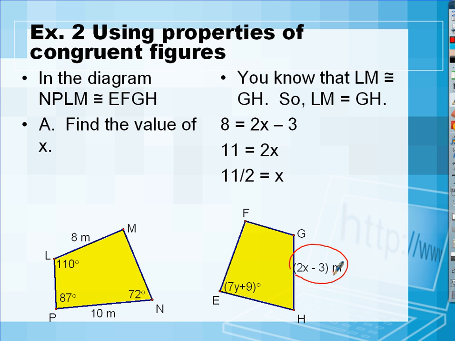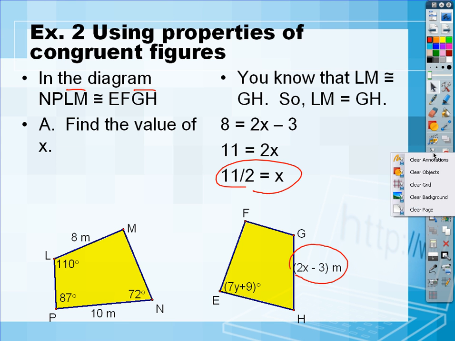2x minus 3 is the length of side GH, right? So GH goes with what two vertices? LM, okay. So LM has a length of 8 meters. GH has a length of 2x minus 3 meters, so I can just set those equal to them. They're congruent. 8 equals 2x minus 3, add 3 to both sides, divide by 2, and I got it. X is 11 halves, 5.5.